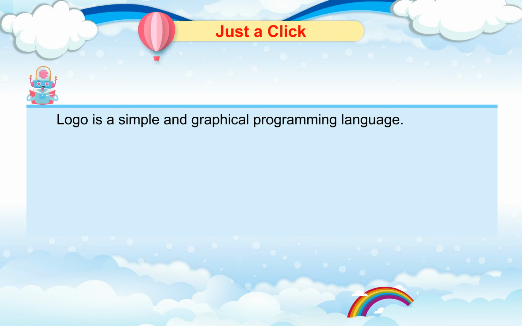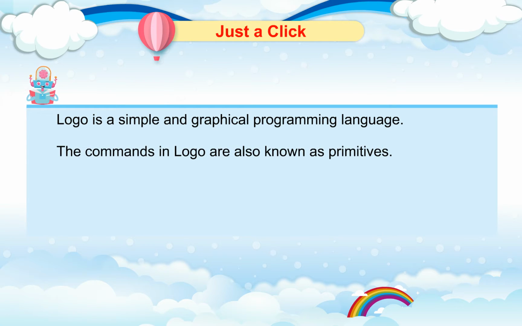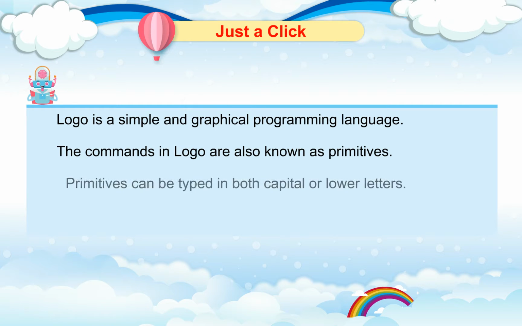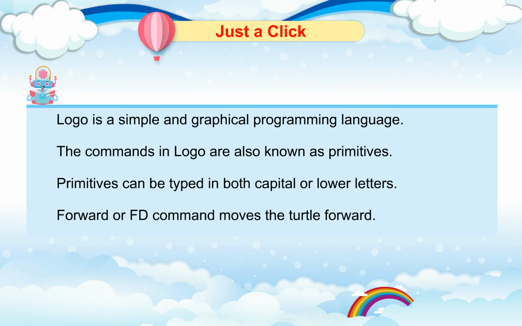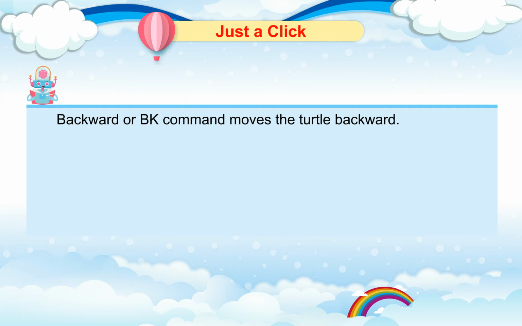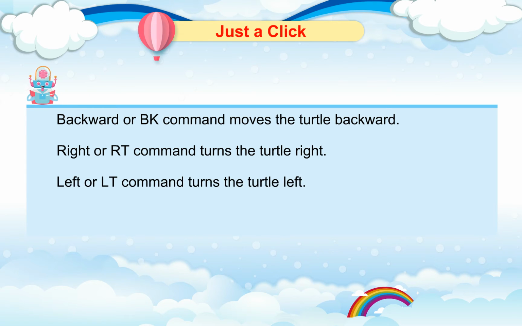Let's recall. Logo is a simple and graphical programming language. The commands in Logo are known as primitives. Primitives can be typed in both capital or lower letters. Forward or FD command moves the turtle forward. Backward or BK command moves the turtle backward. Right or RT command turns the turtle right. Left or LT command turns the turtle left.